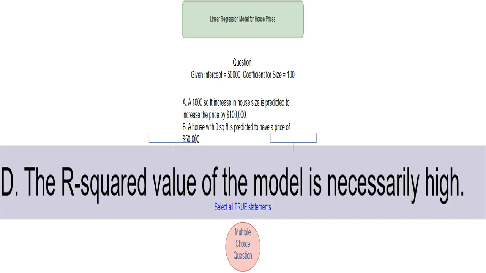R-squared measures how well the model fits the data. I'm only given the intercept and coefficient. This information is insufficient to determine the R-squared value. The model could have a good or bad fit despite the given coefficients. Therefore, I can't conclude that the R-squared is necessarily high, making this statement false.